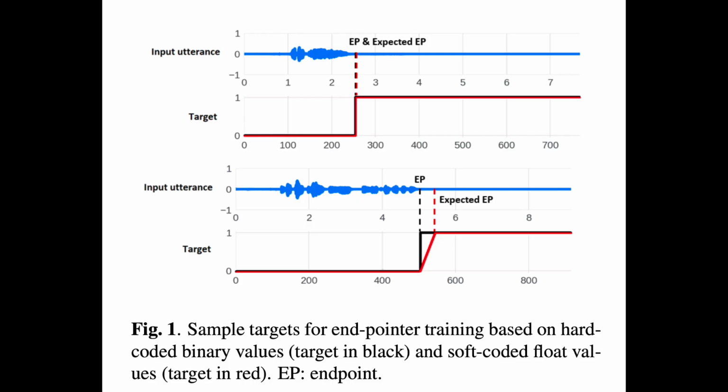Figure 1. Sample targets for endpointer training based on hard-coded binary values, target in black, and soft-coded float values, target in red. EP: endpoint. The motivation of our regression-based modeling includes 1.